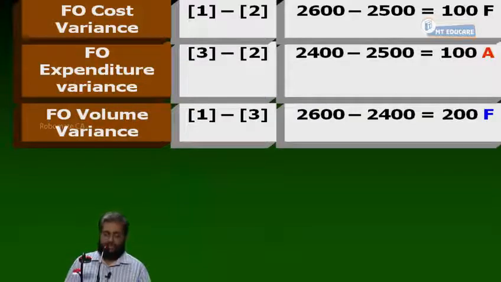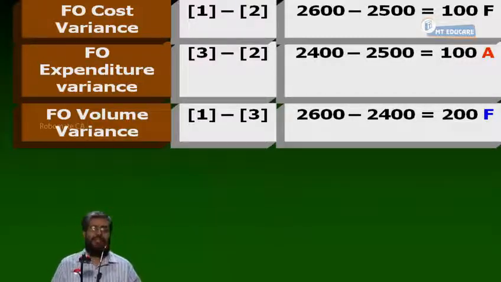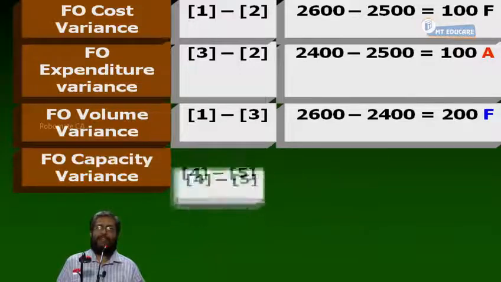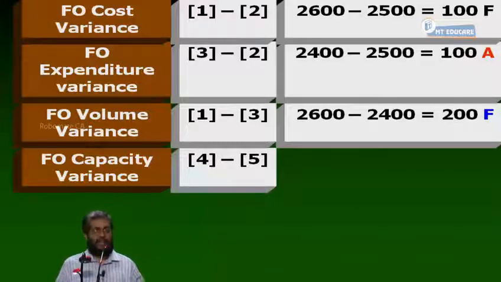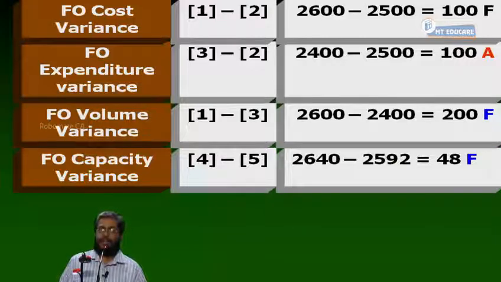Branch volume into 3: FO capacity variance, FO calendar variance, FO efficiency variance. Capacity variance is 4 minus 5. What is 4 minus 5? 48 favorable.